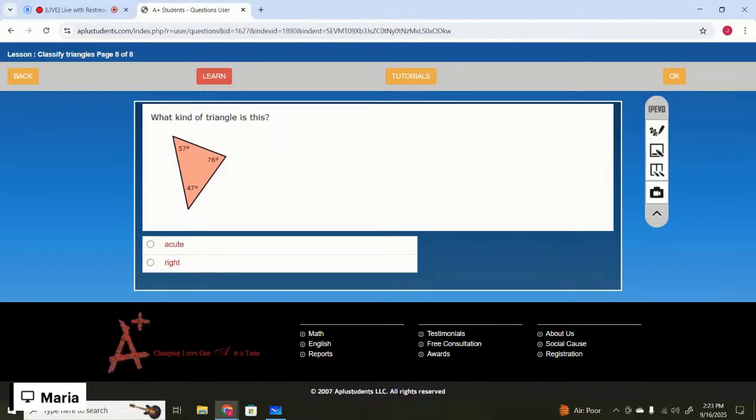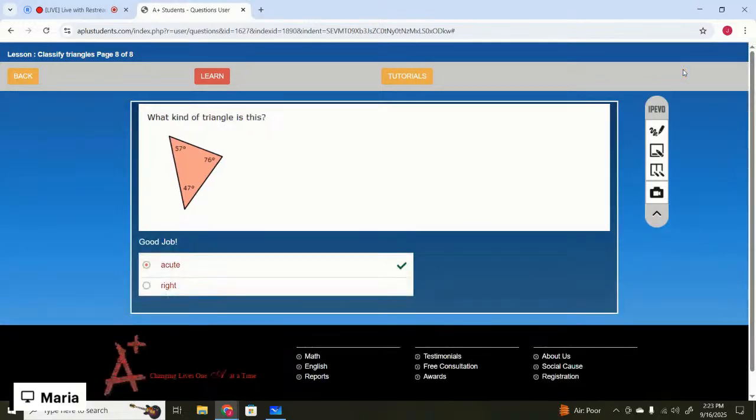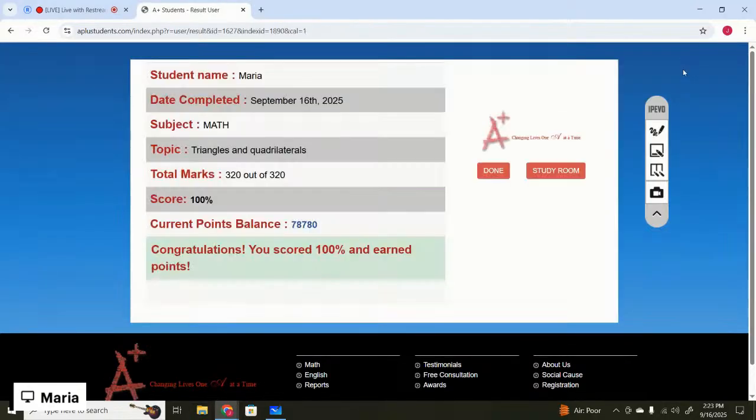What kind of triangle is this? That is the acute triangle because all of the angles measure less than 90 degrees. Okay, we are done with the lesson. Let's just move on to the next lesson.